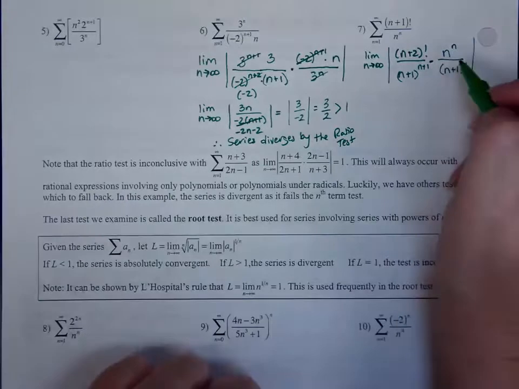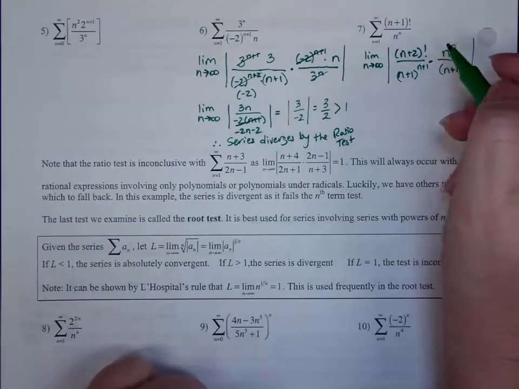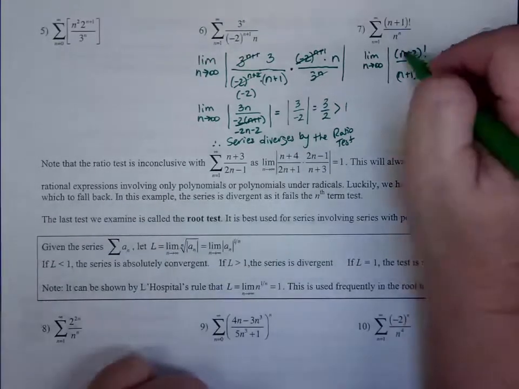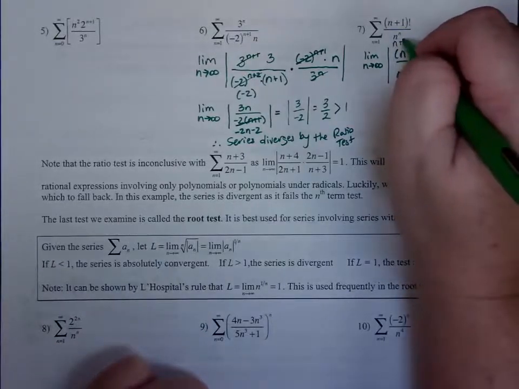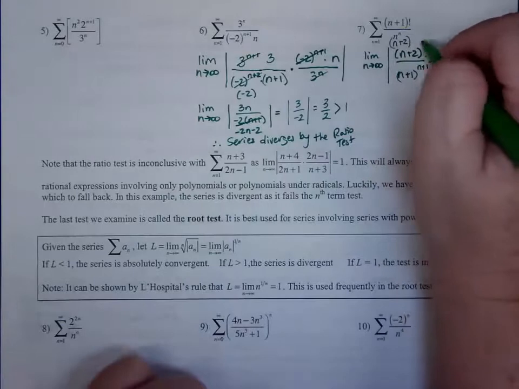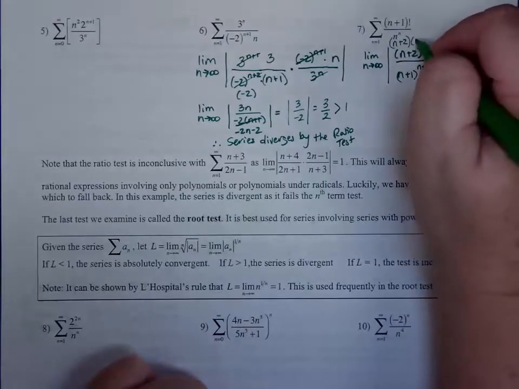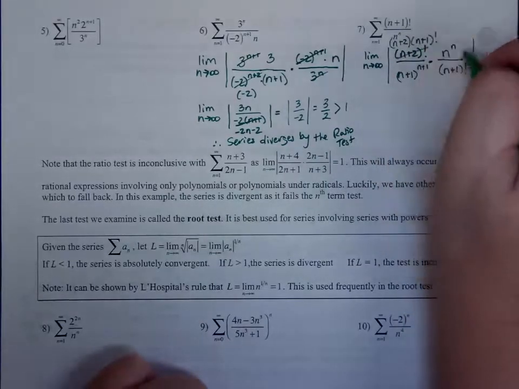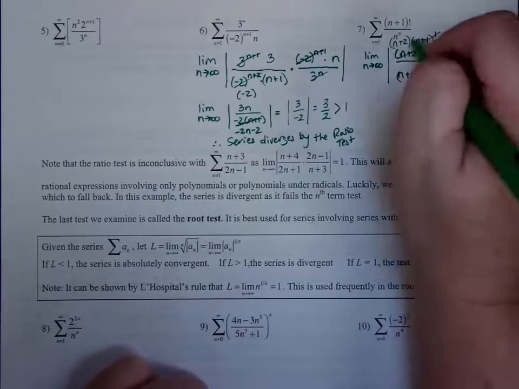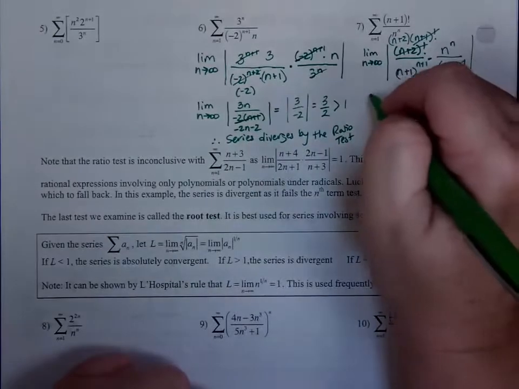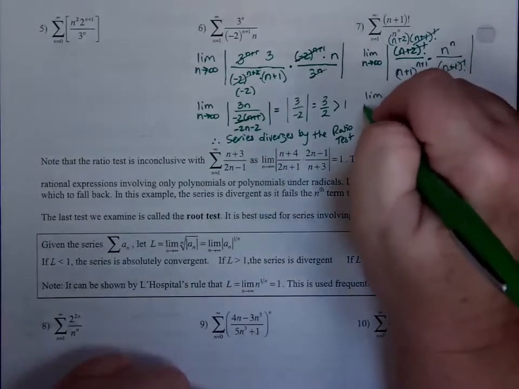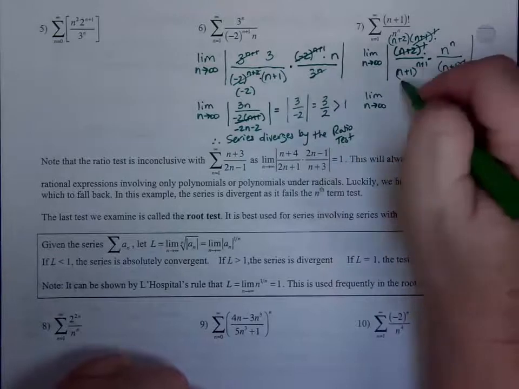Which one's bigger? N plus 1 or n plus 2? N plus 2 is bigger, right? So we start with n plus 2. What's the next one down? N plus 1. That matches on the bottom, so we can mark those two out. So I'm left with n plus 2 on top. Agreed? Okay.